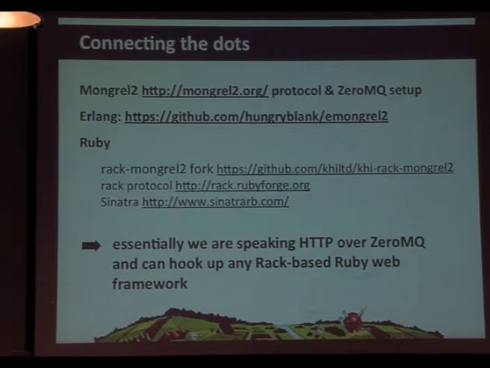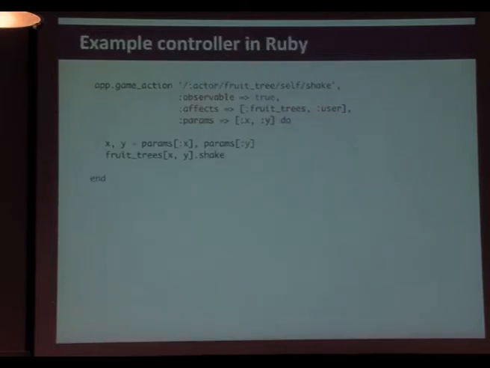Yeah. So we set out to reason, and it was mostly the code. So let's look at some code. Here's an example controller. As you can see, it specifies a game action. It maps the game action to a URL pattern. And in this case, as you might be able to derive from the naming, we're talking about a game where you can shake a fruit tree.